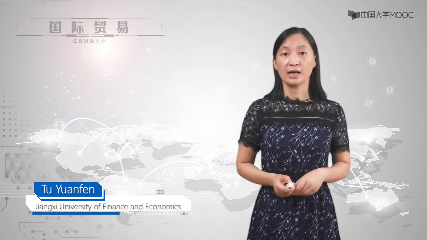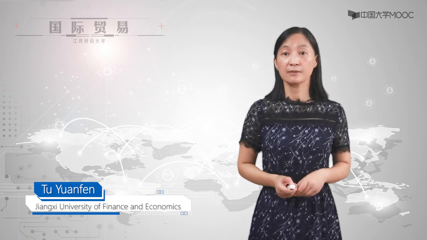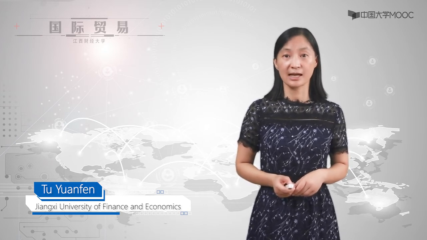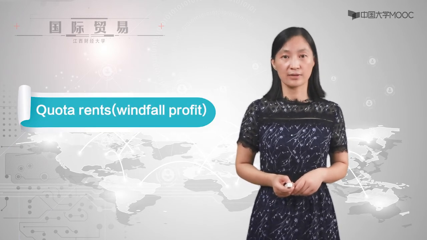When a quota instead of a tariff is used to restrict imports, the sum of money that would have appeared with a tariff as government revenue is collected by whoever receives the import license. License holders are thus able to buy imports and sell them at a higher price in the domestic market. The profits received by the holders of import licenses are known as quota rents or windfall profits.